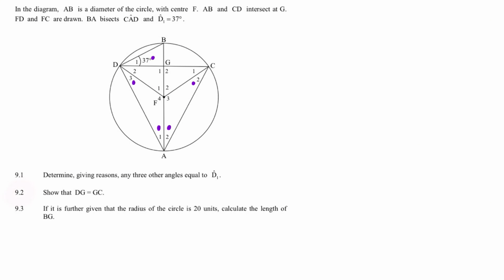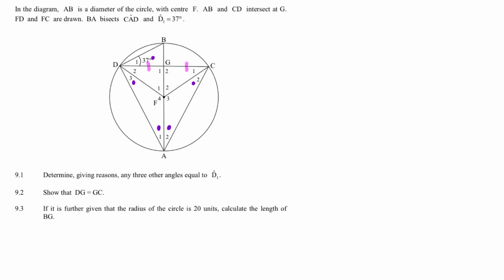9.2. Show that DG is equal to GC. So let me mark that with a highlighter. I want to show that DG is GC. And what I realize is that the line of FB is from the center of the circle. So if I can prove that either angle G1 or G2 is 90 degrees, then I'll have the line from the center of the circle perpendicular to the chord bisects the chord.